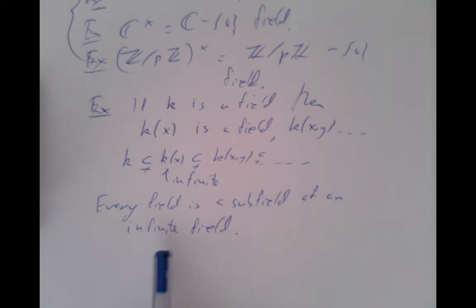And one way to deal with that is to extend the field to make it bigger by putting a variable in and allowing rational functions. You get a bigger field which has infinitely many elements, and that's a useful thing to be able to do for constructions about polynomial equations.